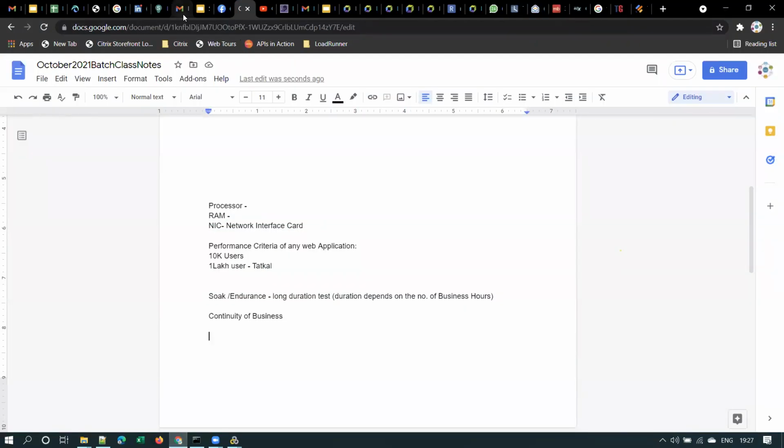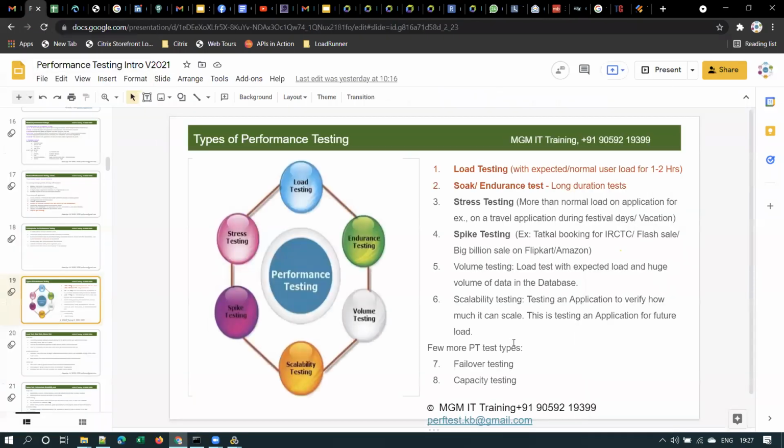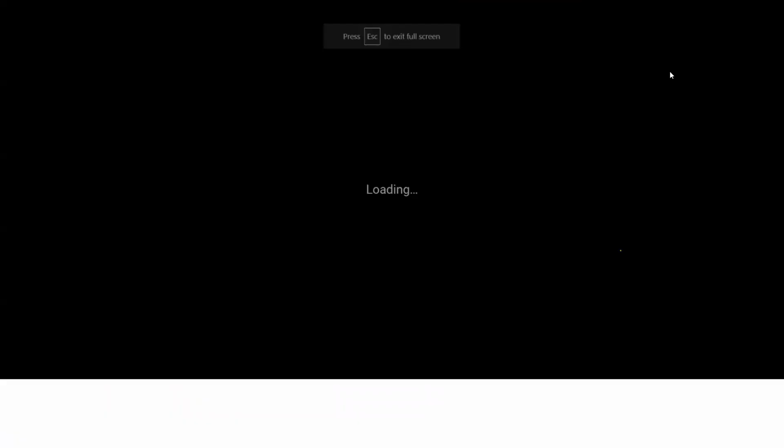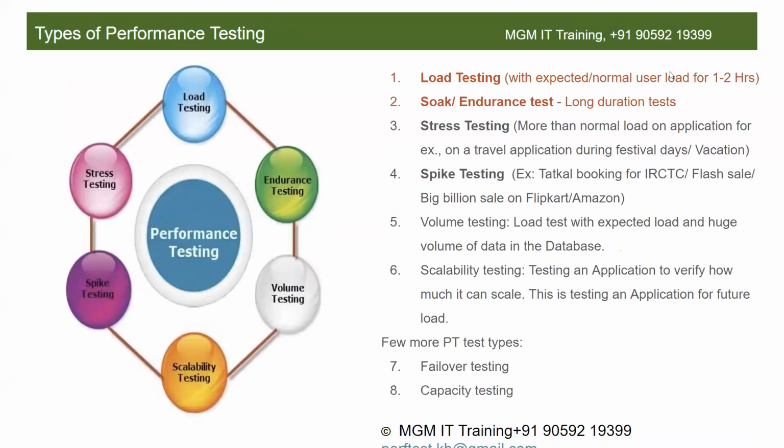If you take the example of Japan, Japan is very well known for earthquakes. Let's say there is some earthquake and there are cable breakdowns. To continue the business, they will have the backup environment in some other city, and they test that backup environment, how it is working. That is called failover testing, guys. That's called failover testing.